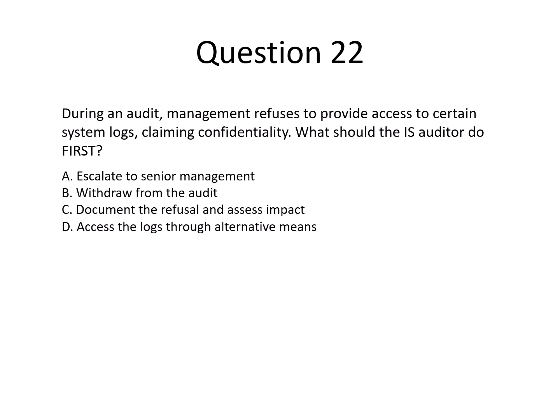Question 22. During an audit, management refuses to provide access to certain system logs, claiming confidentiality. What should the auditor do first? A. Escalate to senior management. B. Withdraw from the audit. C. Document the refusal and assess impact. D. Access the logs through alternative means. The correct answer is C. Document the refusal and assess impact.